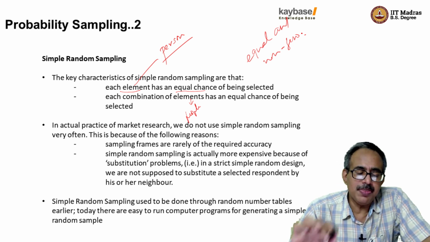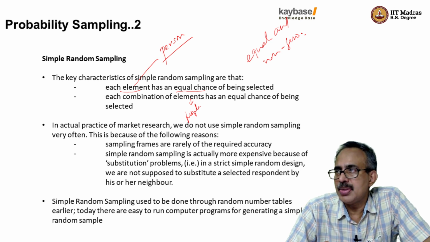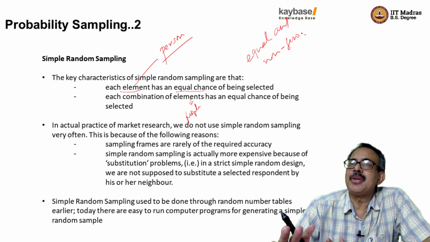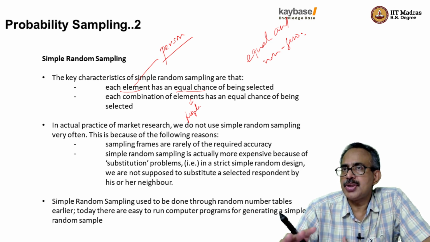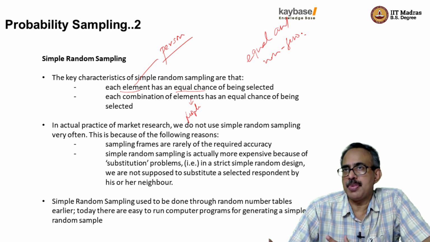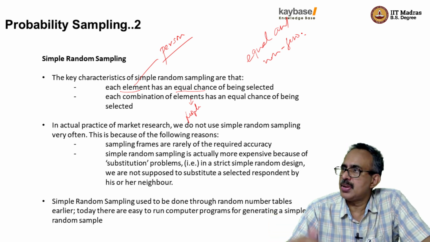Okay. In actual practice, we don't use it very often, in market research at least. And there are 2 main reasons for that. Simple random sampling requires a very good sampling frame. By sampling frame, what do I mean? Can one of you tell me that? It is a list from which the samples are drawn. It is a list of all the people in the population from which we draw the sample. The list may not be perfect, but the more complete the list is, the more accurate a sample will be.